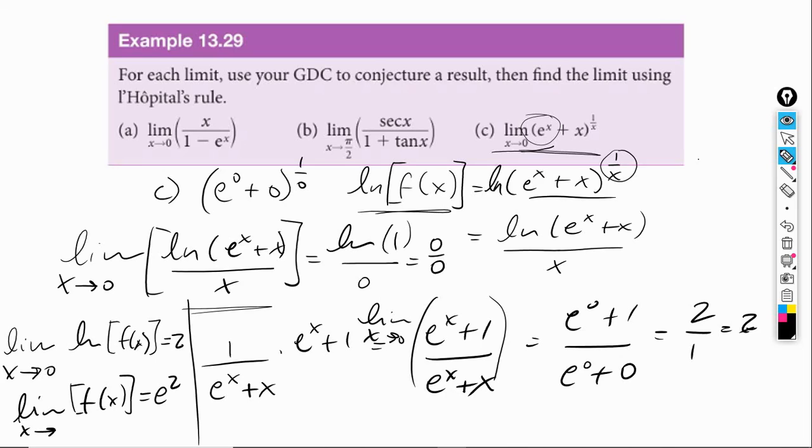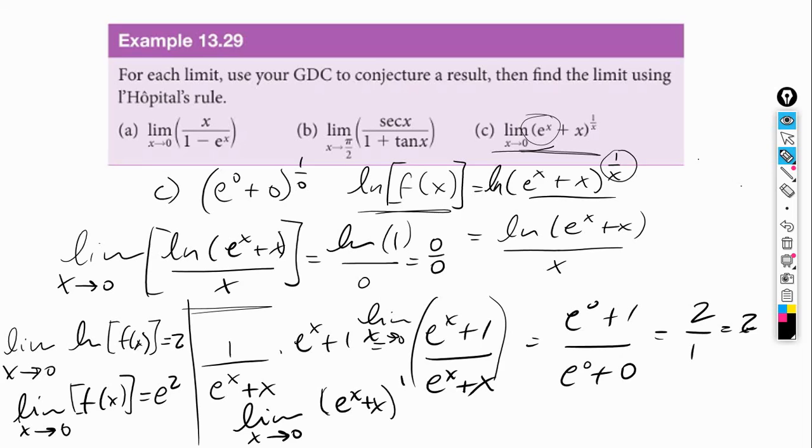All right, so that means, because we said that f of x is equal to e to the x plus x, to the power of 1 over x, that the limit as x approaches 0 of e to the x plus x, to the power of 1 over x, is equal to e to the 2, which is approximately 7.38. And this is rounded to 3 significant figures.